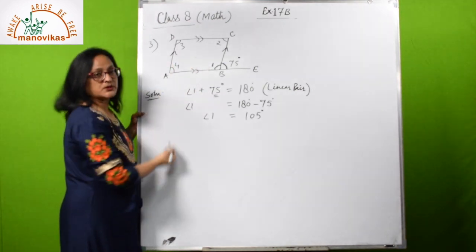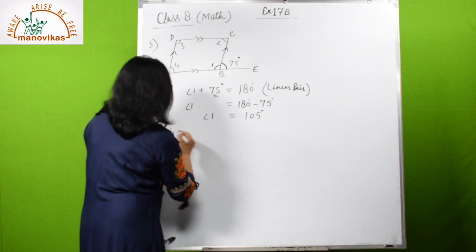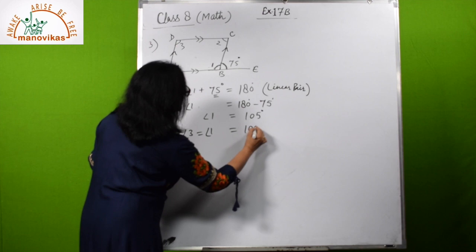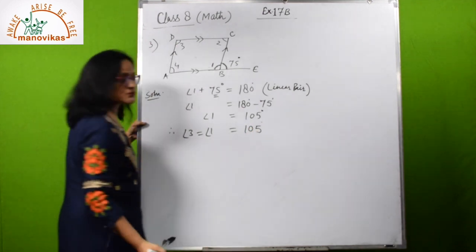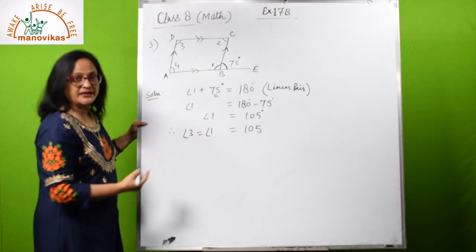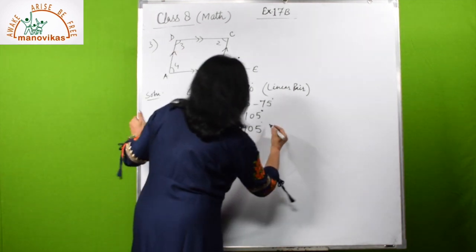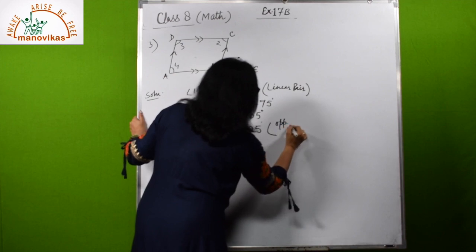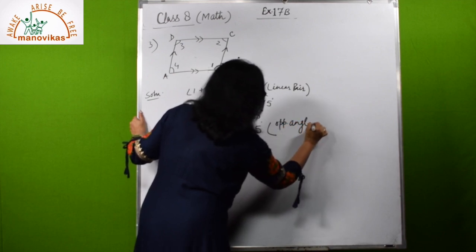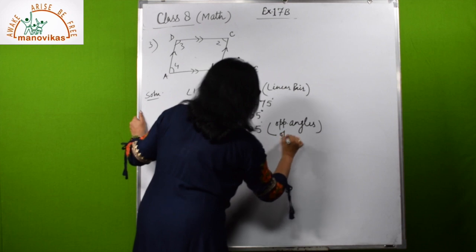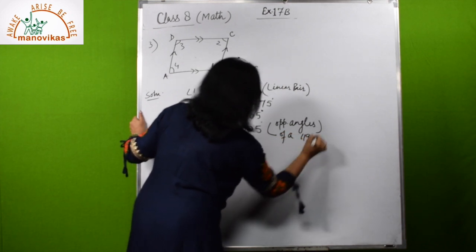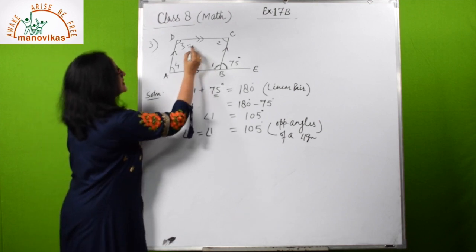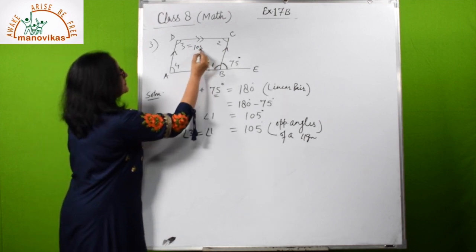So angle 3 is also equal to 105. Therefore angle 3 is equal to angle 1 and angle 1 is equal to 105, so angle 3 is also equal to 105. But here again you have to give the reason why. So the reason is opposite angles. They are opposite angles of a parallelogram, so they will be equal. Now we have got angle 3 is equal to 105.